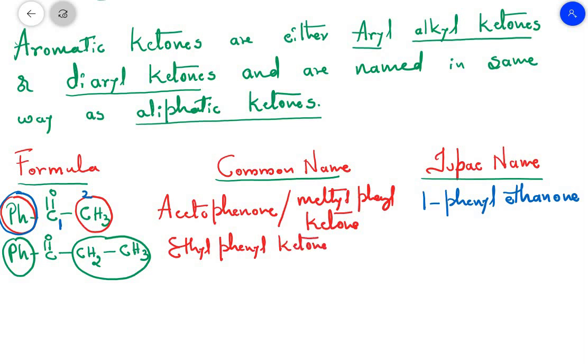And with respect to IUPAC nomenclature, we can give the numbering for this carbonyl group 1, this second carbon and this is third carbon. So at first carbon atom we are having Ph here, so therefore it is called 1-phenyl propan-1-one.